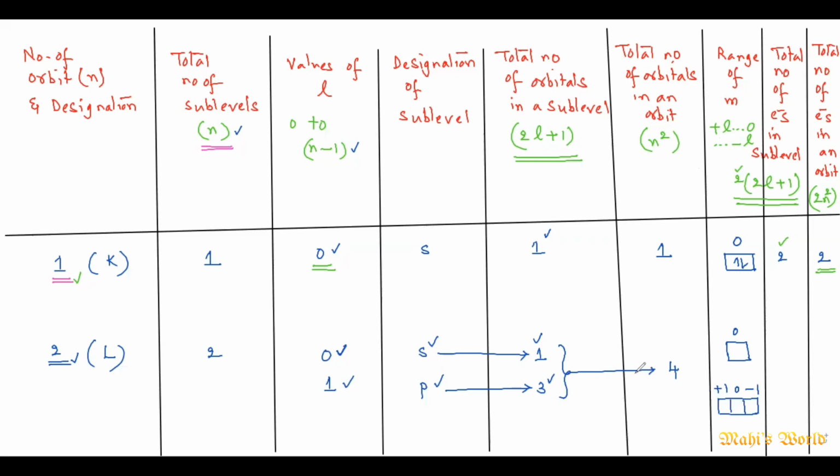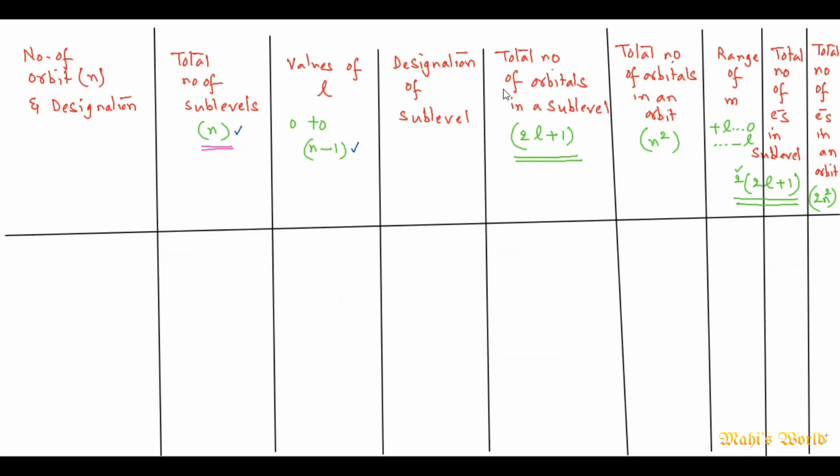Okay. Next, coming to the number of electrons that can be accommodated, in this it is 2. And here it is, of course, a total of 6. Both put together, it is 8. So the total number of electrons that can be accommodated in the second orbit is 8. In S sublevel it is 2. In P sublevel it is 6. So that is how you have to check it.